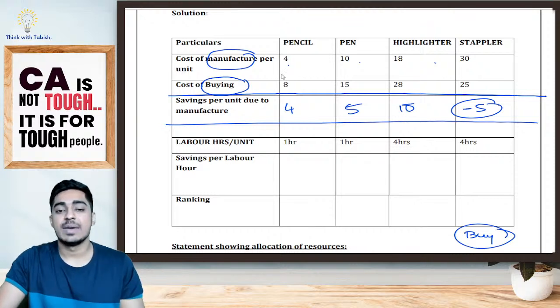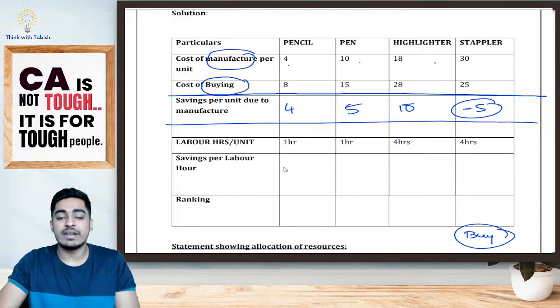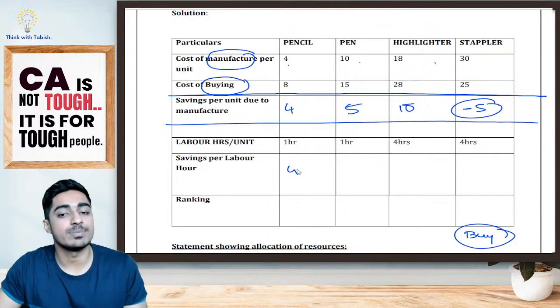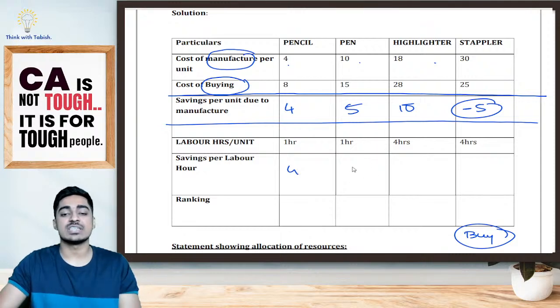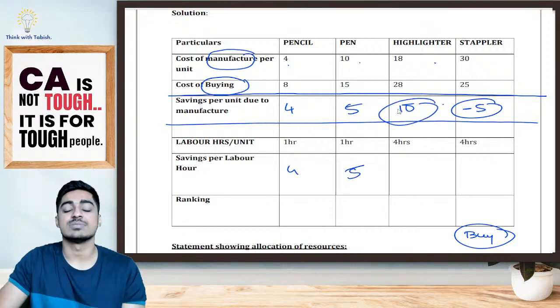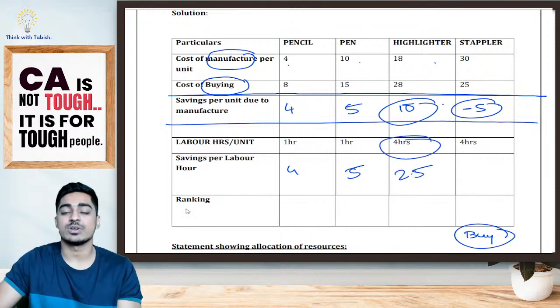Now, pencil, I will save 4 rupees. But to manufacture one pencil, 1 hour is required. That is, for 1 hour, I will save 4. Pen, again, I will save 5 rupees. To manufacture one pen, 1 hour is required. Per hour, I am saving 5 rupees. Highlighter, I will save 10 rupees. But to produce one highlighter, 4 hours is required. So per hour, I am saving 2.5.